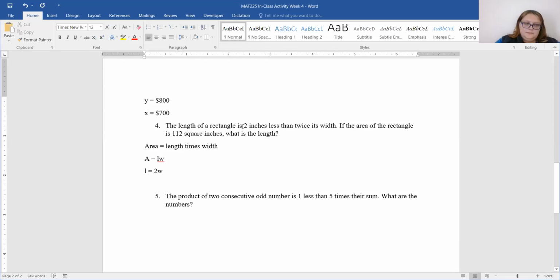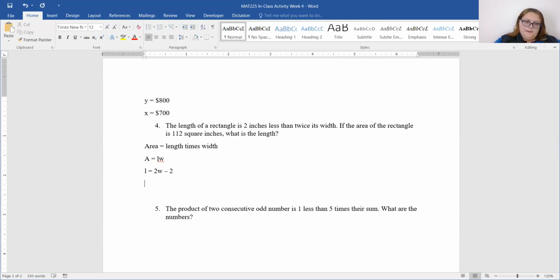We have one more component to this. The area? No. Are we dividing the area by the width? No, no. What's the rest of this first sentence telling us about how to calculate length? It's 2 inches less than twice the width. So what is L? 2W minus 2. Right. Okay, so now we have what we need to solve this problem.